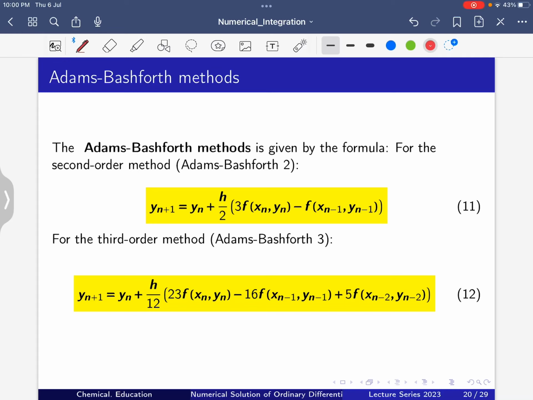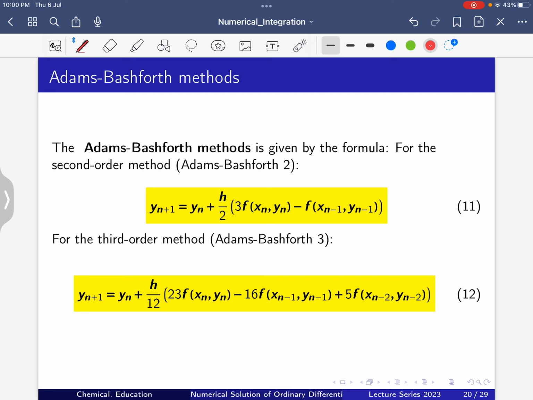Now I am going to talk about the Adams-Bashforth method. The Adams-Bashforth method is given by the formula for the second order method, so that is called Adams-Bashforth 2. Remember the formula: y_{n+1} = y_n + h/2 [3f(x_n, y_n) - f(x_{n-1}, y_{n-1})].